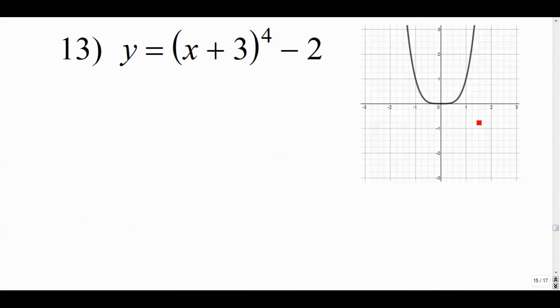We have a quartic function. It's left 3, down 2, left 3, down 2. Nothing tricky about some of these once you get the hang of them. And that's not a great drawing, but you get the point.